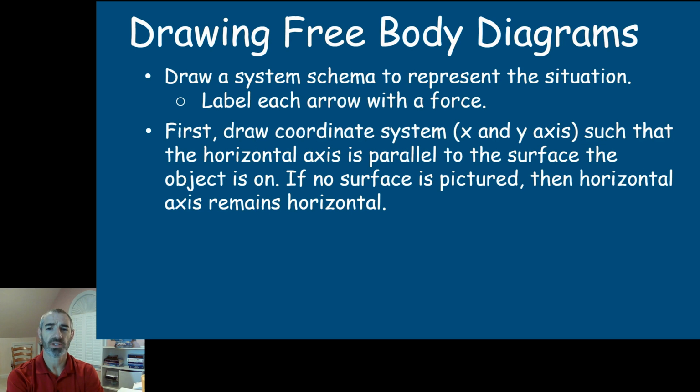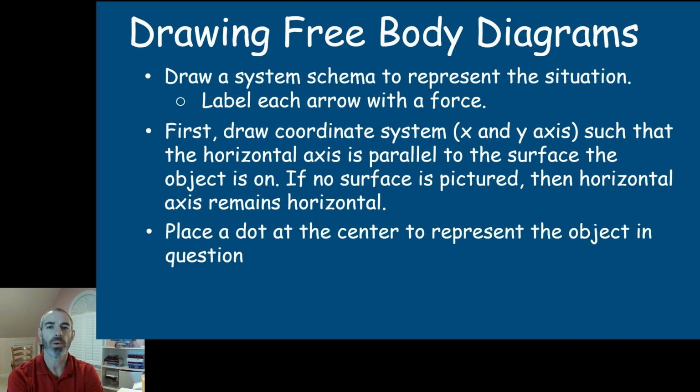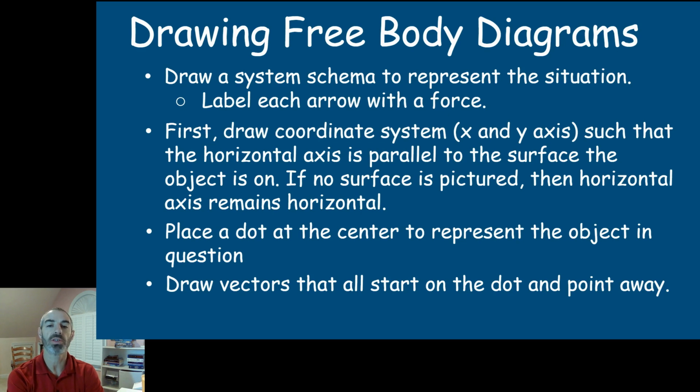Then you're going to draw an XY coordinate system, and the x-axis is drawn horizontal, or parallel to the surface. That is important. The x-axis is always drawn parallel to the surface that the object is on. Then we shrink our object to a single dot, and we place that at the center, or the origin, of our XY coordinate plane. And then we draw vectors that all start on the dot and point away. All vectors have to start on the dot.